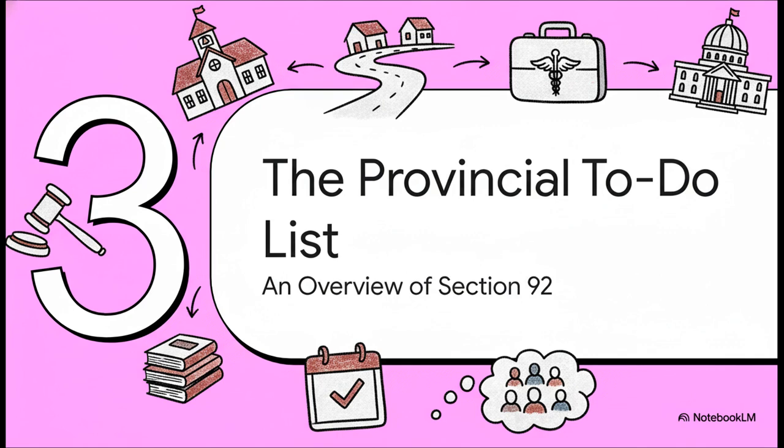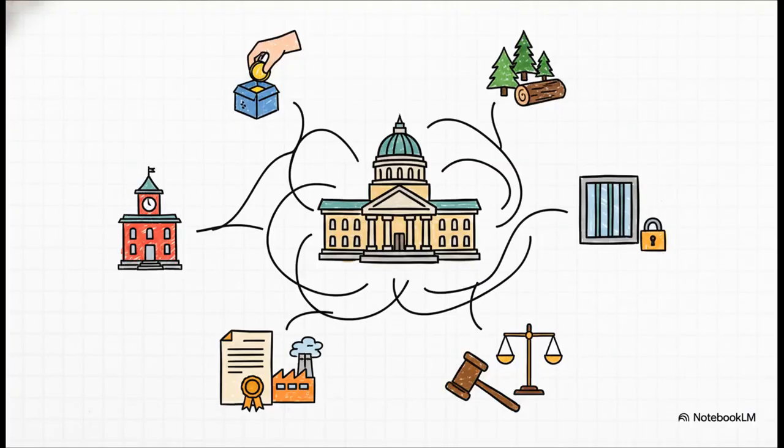So, what exactly is on this provincial to-do list? Let's take a closer look at the powers the Constitution gives exclusively to the provinces, the kinds of things that really shape our day-to-day lives in our own communities. So Section 92 gives provinces total control over this whole range of areas. It's the reason you pay provincial income tax. It's why your city has a municipal government. It's why a local business has to register with the province. All these powers, they literally create the fabric of our local communities.